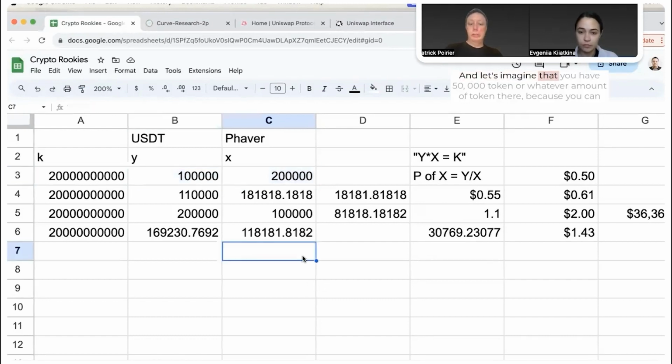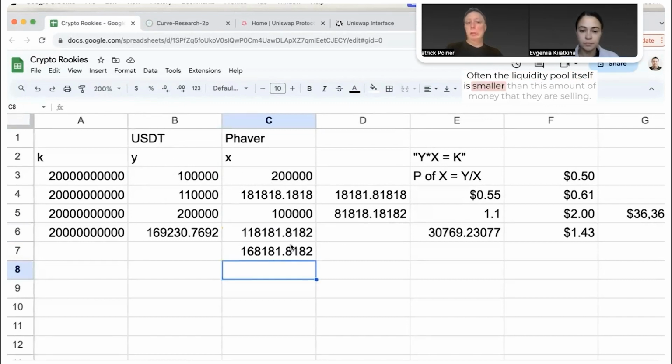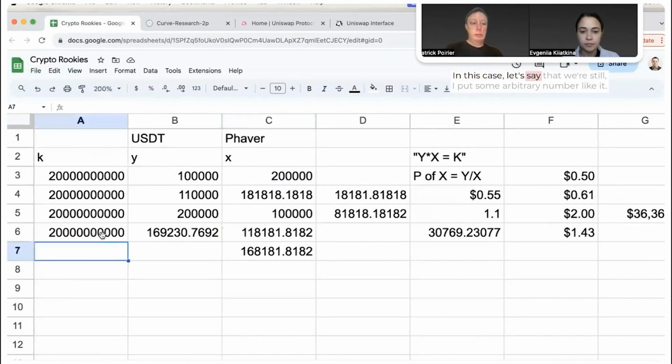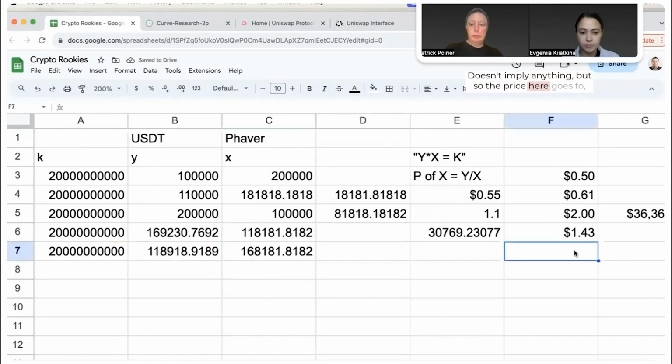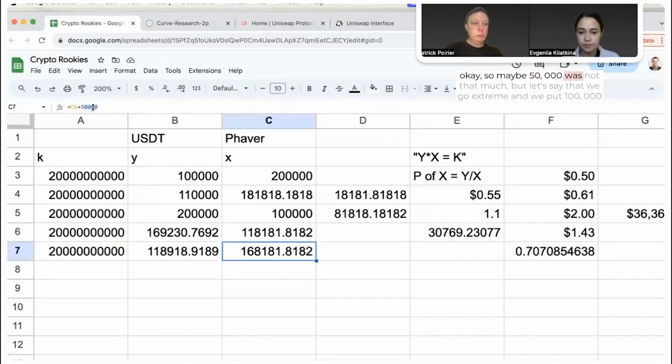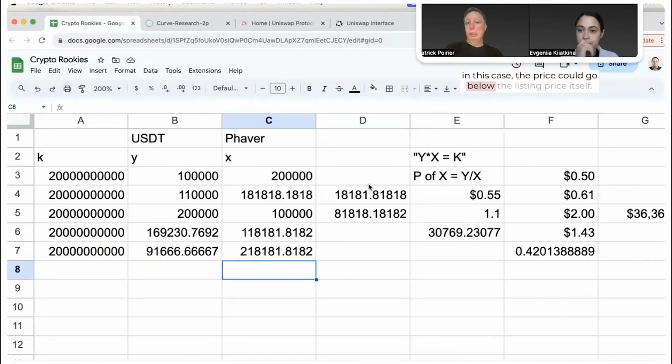And let's say, imagine that you have 50,000 tokens or whatever amount of tokens here, because you can calculate how much token that represents. In the worst case scenario, if there are no buyers and all of those people sell everything they have as soon as they can because it's enough profit for them, often the liquidity pool itself is smaller than the amount of money that they're selling. So this can be very catastrophic. In this case, I put some arbitrary number, it doesn't imply anything, but maybe 50,000 was not that much, so let's go extreme and put 100,000. In this case, the price could go below the listing price itself.